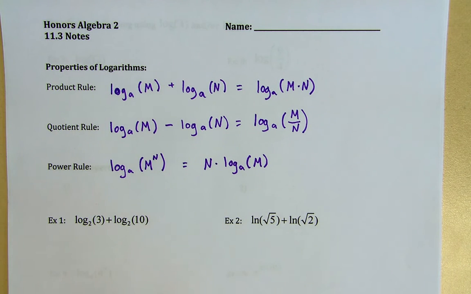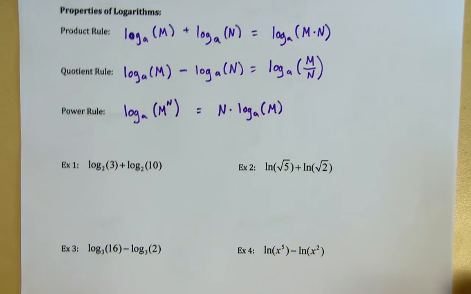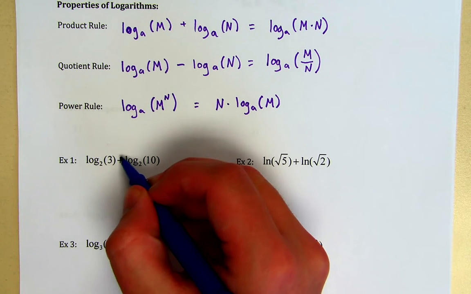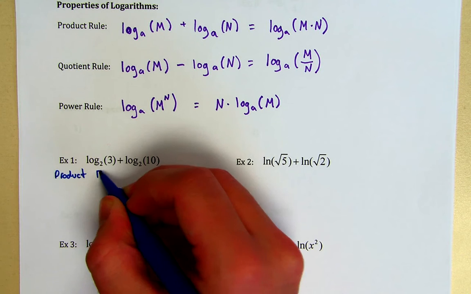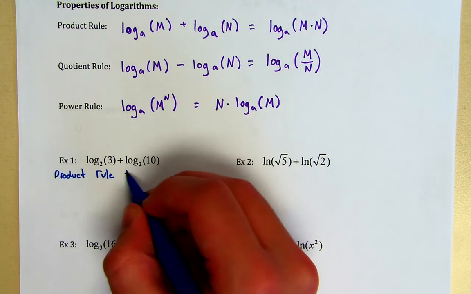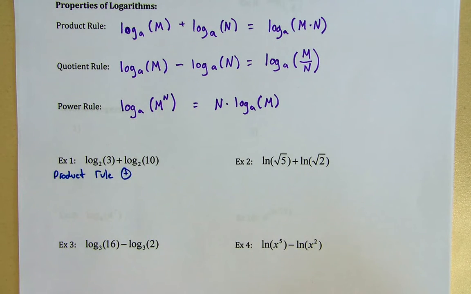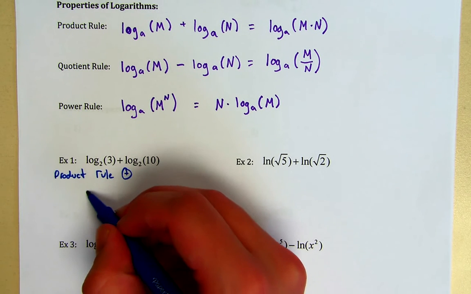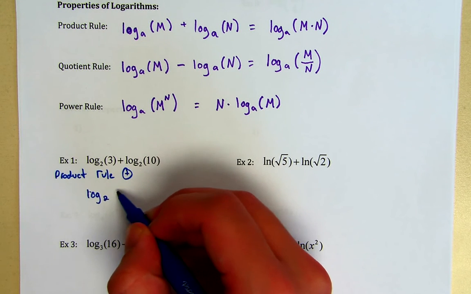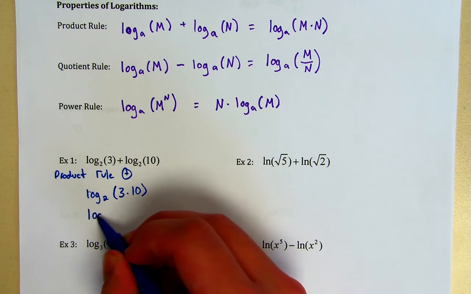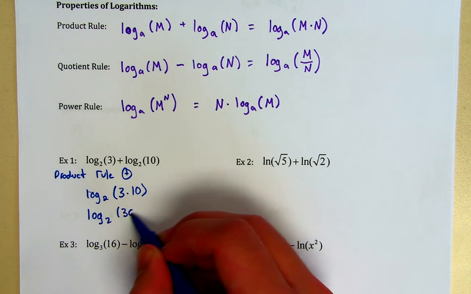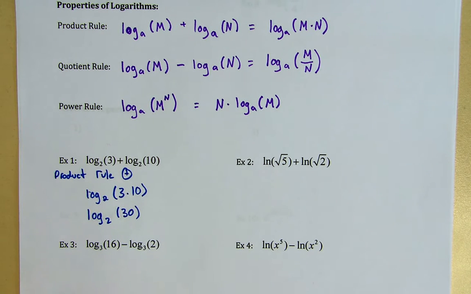So first, let's go through these first examples here. We have log base 2 of 3 plus log base 2 of 10. Well, if I'm adding here, that tells me that I'm using the product rule. I got that because I'm adding. So rewrite it as log base 2 of 3 times 10, which ends up being log base 2 of 30. And that is what we reduced to.